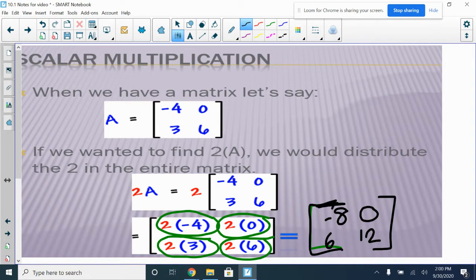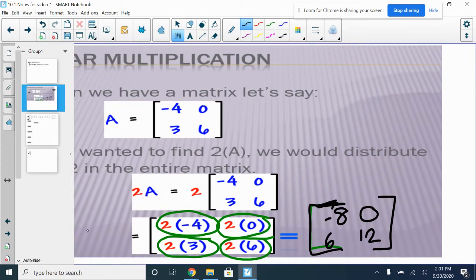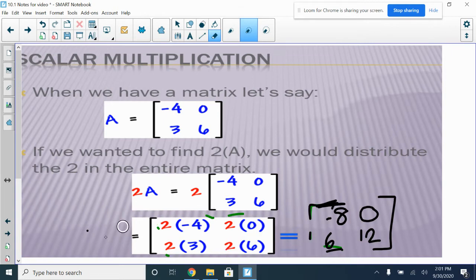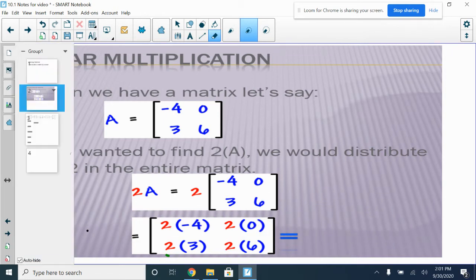So you're multiplying your scalar by, you're distributing it throughout the entire matrix. So you would multiply it by everything in there, and your answers are going to stay where the original number you're multiplying the scalar by was. So let's look at a couple more examples. And remember, because we're multiplying by what's already there and leaving the answer there, our answers will always have the same dimensions as when we started. All right, so let's go look at some more examples.